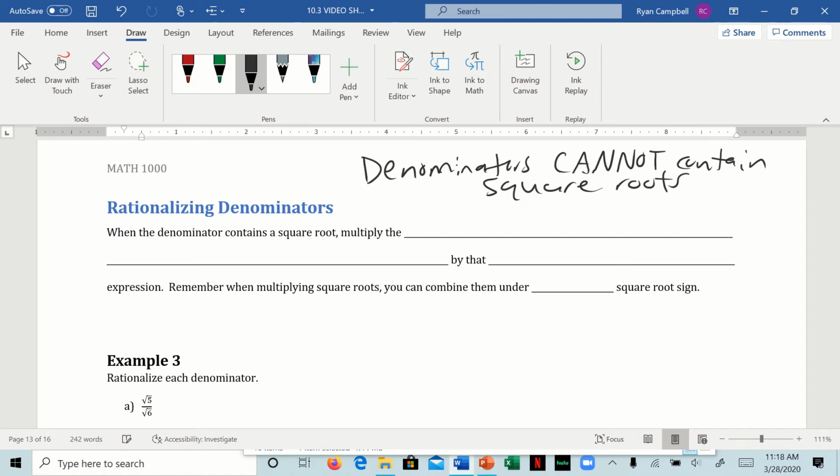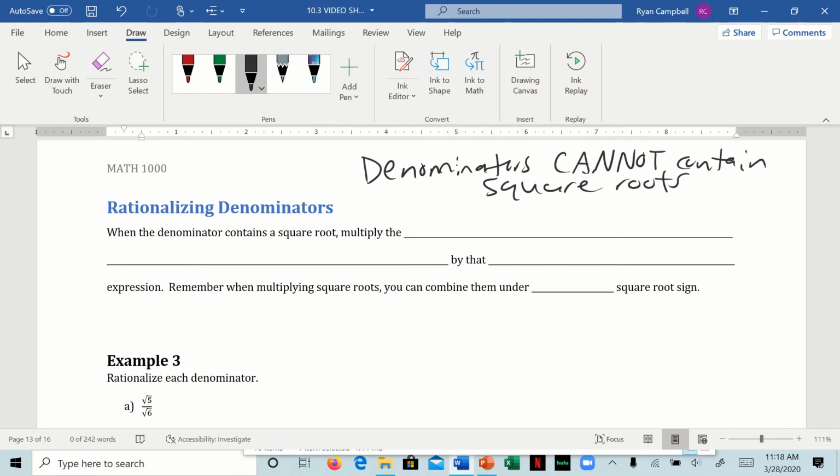It's kind of like, again, if you wrote the sentence, I love math, with a lowercase i, I know what you mean, but it doesn't quite make any sense, right? You need that capital I if you're in English class, right? So kind of the same thing. It's just the way that we do math. We don't have radicals or square roots, excuse me, in the denominator.